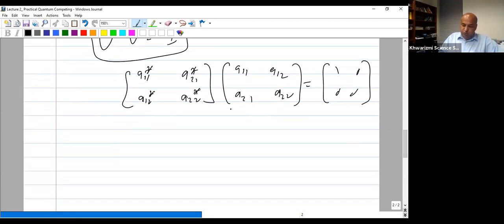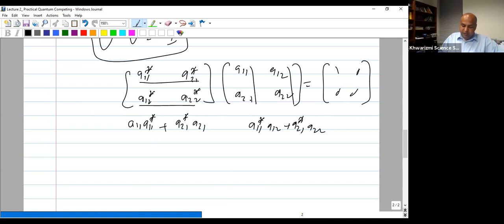If I use the rules of matrix product, I get A11 star, A11 plus A21 star, A21. So this row multiplies with this column. And similarly, this row gets multiplied with this, and we get A11 star, A12 plus A21 star, A22. Similarly, this row gets multiplied with this column, A12 star, A11 plus A22 star, A21, and this row gets multiplied with that, A12 star, A12 plus A22 star, A22.